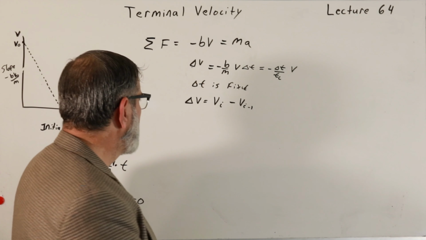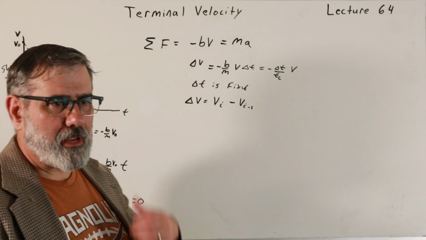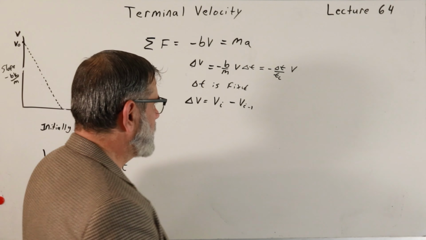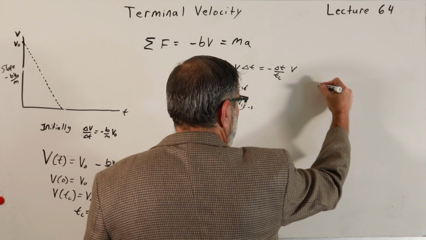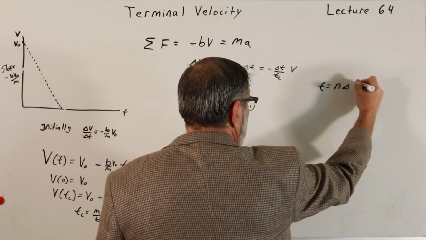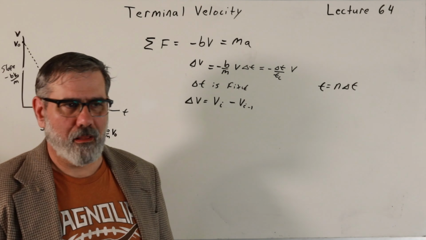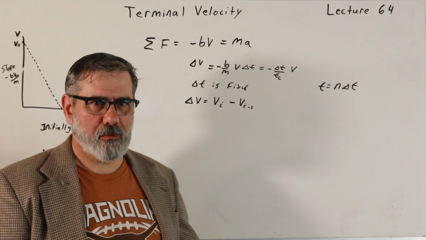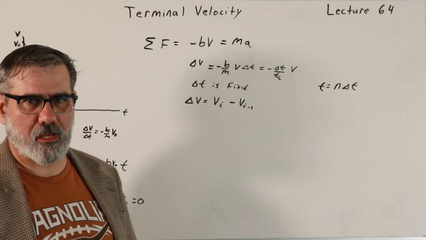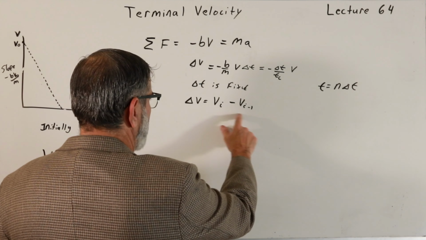I want to know what the time is. How many time steps have I taken? Multiply times delta t. So t is equal to n times delta t. So if my time step is 1 second and I've taken 10 time steps, 10 times 1 is 10 seconds. So that's what delta V is.